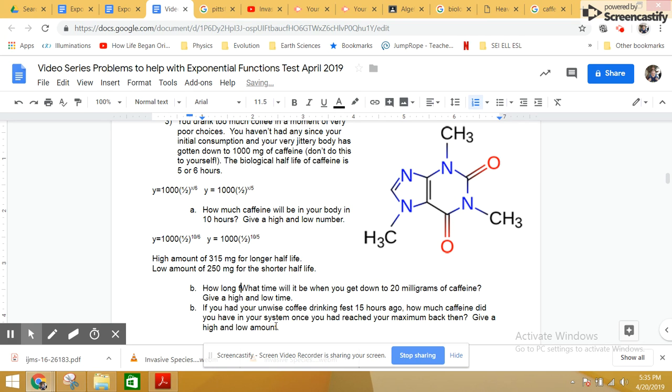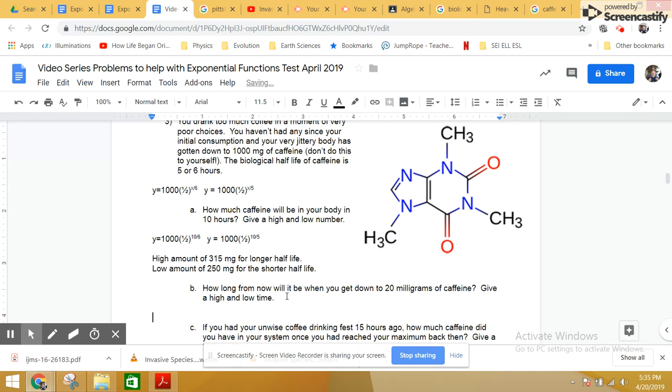How long from now will it be when we get down to 20 milligrams of caffeine? We'll give a high and a low time. So for that, instead of seeking an amount of caffeine, we want a time. Time is an X value, so we've been given a Y value of 20 milligrams.